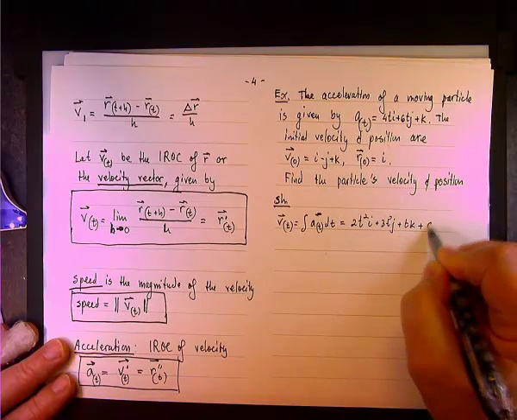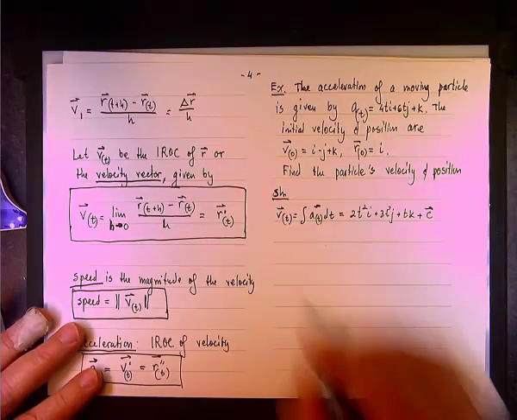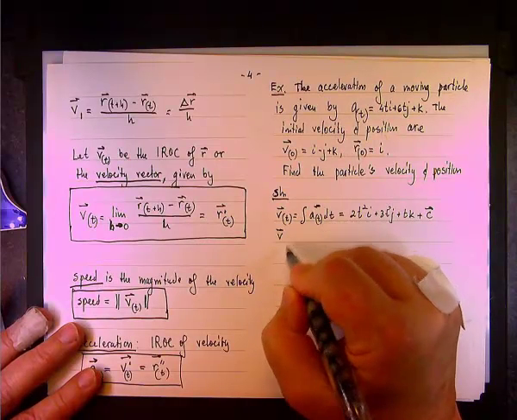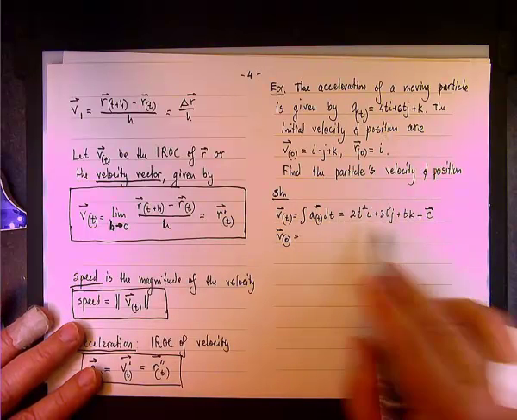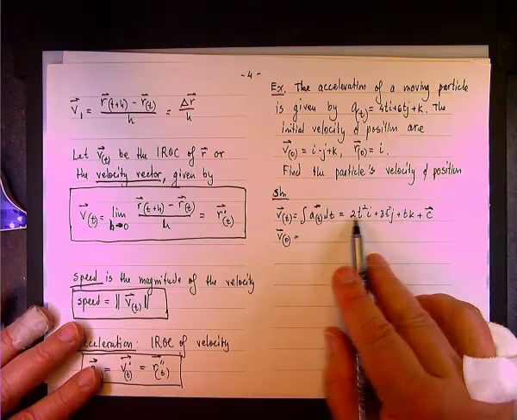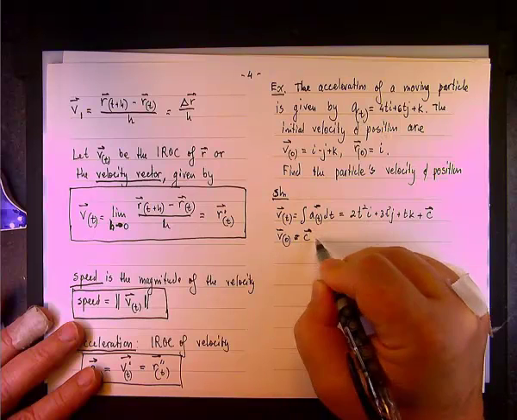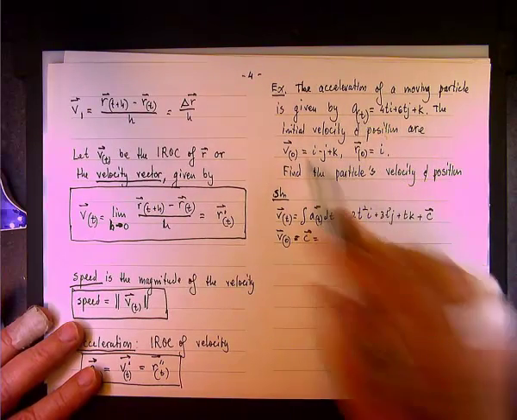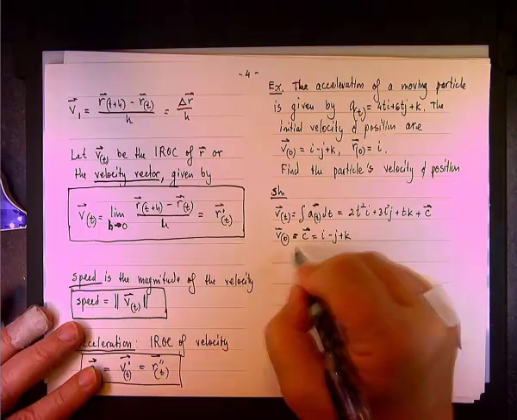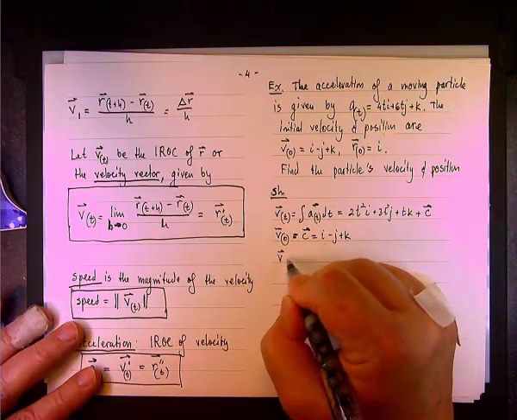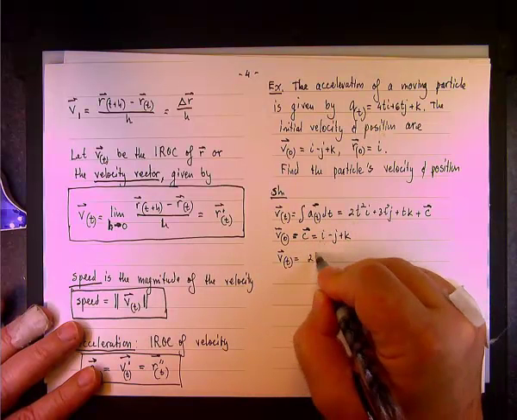So we have 2t squared i, and then we have 3t squared j plus tk plus some vector c. Okay? So how are we going to find the vector c? Well, we'll see what happens when t equals 0. So v at 0, you replace everything with 0, all those ijk terms disappear, and what you have is that vector c, and you know from the data that it's i minus j plus k.